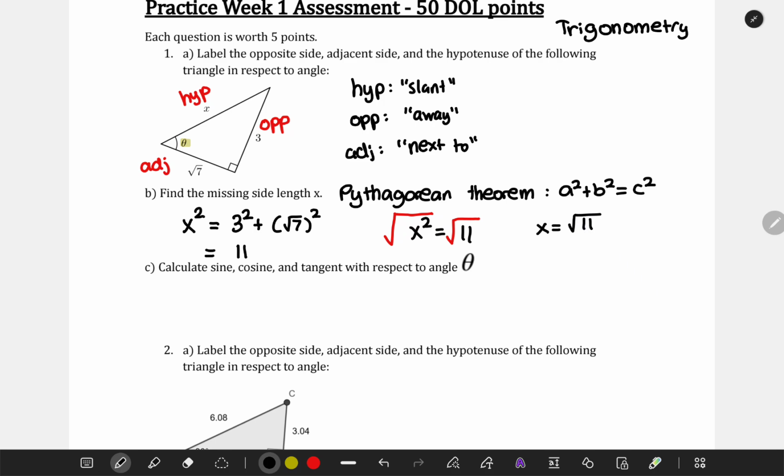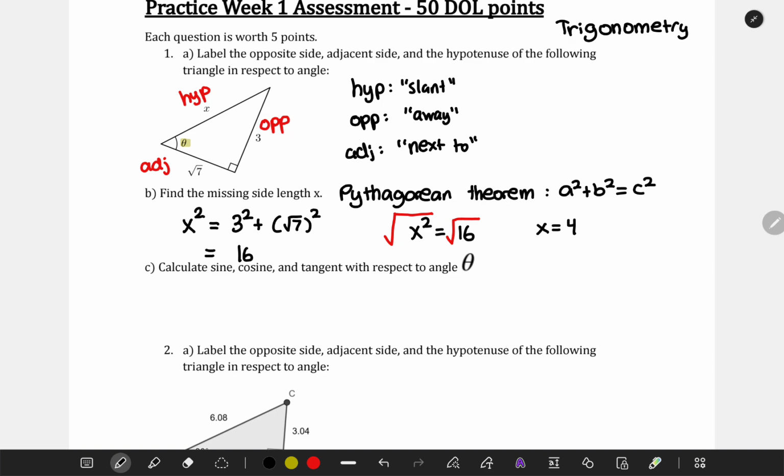Okay, so we do have our 3 sides. 3, square root of 7, square root of 11. Now that we have that, and oops, I apologize. Actually, I made a mistake. This should have been 16, because that would have been 9 plus 7. And when I take the square root of 16, I can just put that into the calculator, and I just get that x equals 4.